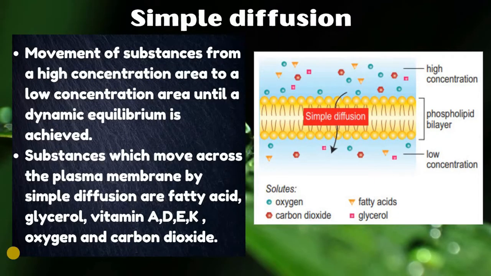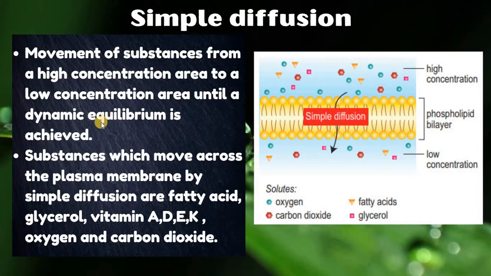Okay, let's go to simple diffusion. Simple diffusion is one of the types of passive transport. What is the meaning of simple diffusion? It is the movement of substances from a high concentration area to a low concentration area until a dynamic equilibrium is achieved. That is the meaning of simple diffusion.